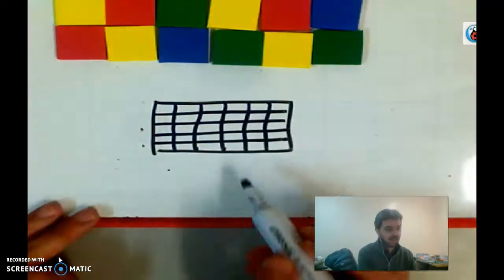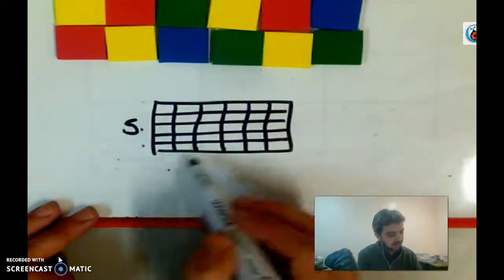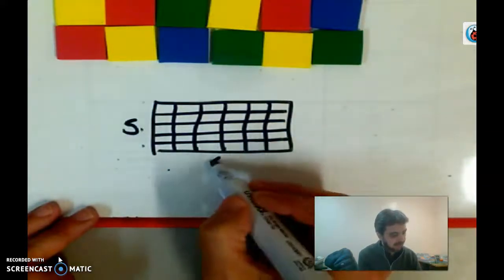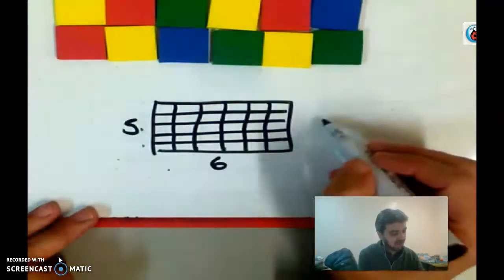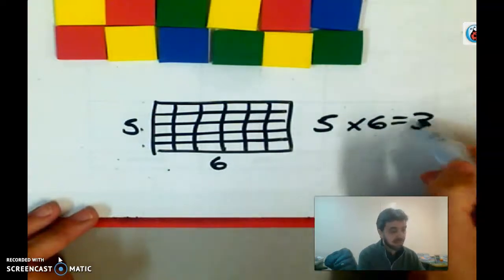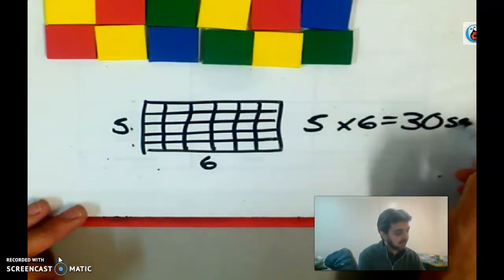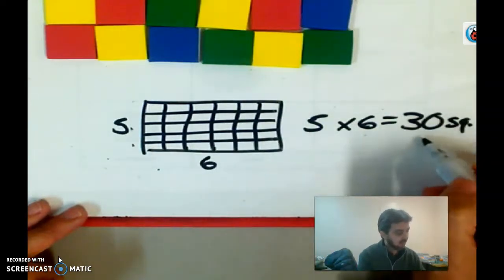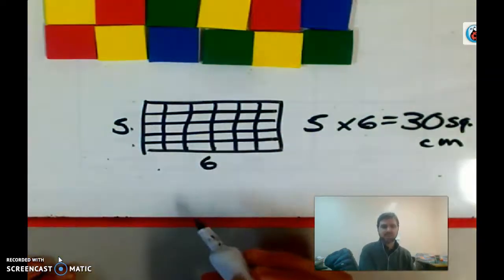So we can see in this example that we have 1, 2, 3, 4, 5. That's 5 here. And that's 1, 2, 3, 4, 5, and that's 6. So that's 5 rows of 6, or 5 times 6 equals 30. So the area of this rectangle is 30 square units. Or if they were centimeters, we say centimeters. Okay? So that's just a review.